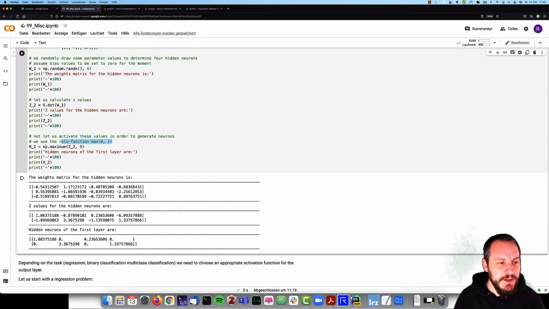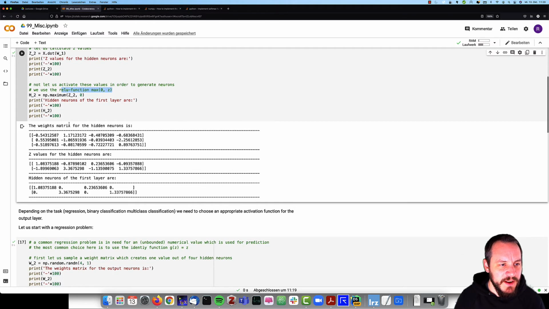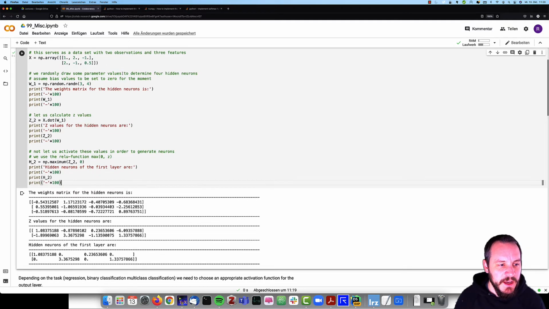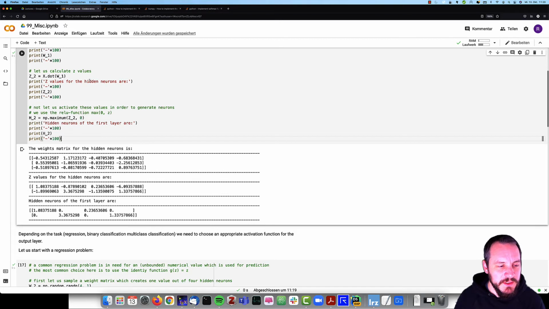Yeah, this generates our hidden neurons for the first layer. So just take a look at the values here. The input is given here with 1, 2, -1, and 2, -1, and 0.5 for each observation. Now this 2 times 3 matrix is multiplied with a 3 times 4 matrix, which represents the weights.